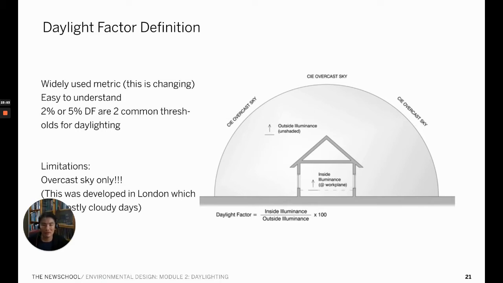However, the most significant limitation of this concept of daylight factor is that it applies only to the overcast condition, when there is zero direct solar radiation. When you think about the fact that this definition was invented in London, it might make sense. This measurement only represents the actual reality for cloudy conditions.